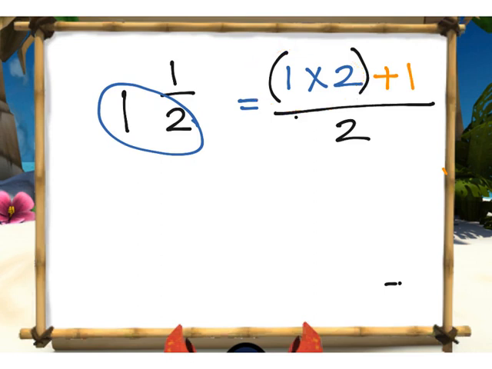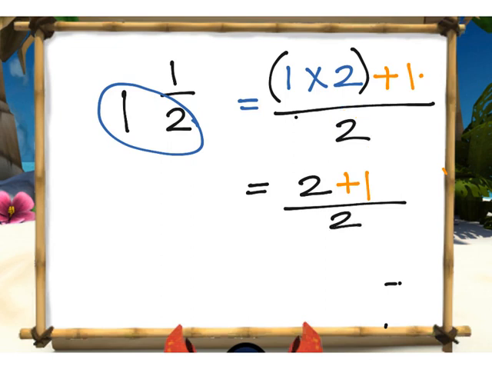So let's simplify that value which is inside the parentheses. 1 times 2 is 2, and then let's add this 1 which is next to the parenthesis. So plus, let me do the plus 1, and then the same divided line, and then let's write the same denominator to the bottom.